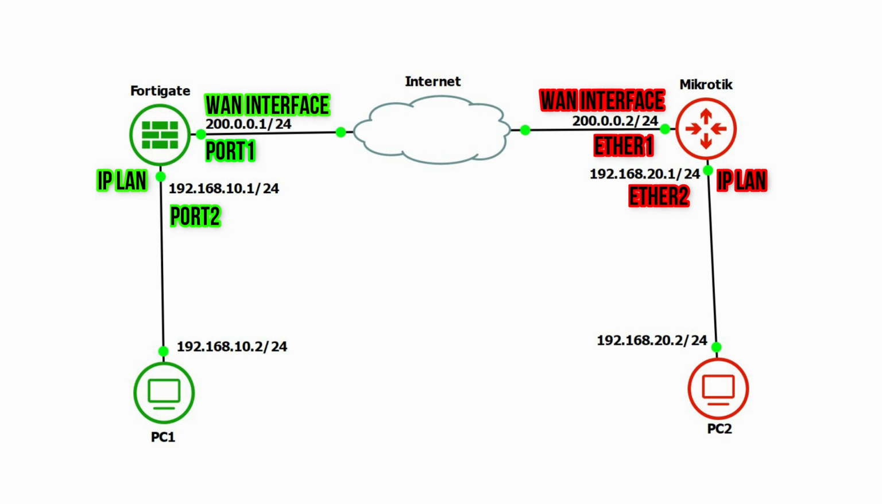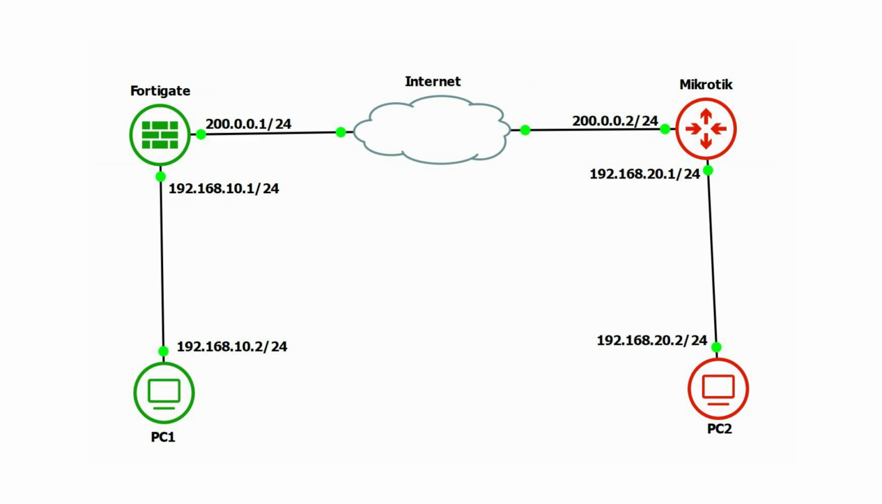Regarding the LAN networks, the FORTIGATE on its port 2 will have the IP address 192.168.10.0 with a 24-bit mask, and in turn the MIKROTIK on its Ether 2 interface will have an IP address 192.168.20.0, also with a 24-bit mask. The configuration we will start in the FORTIGATE.